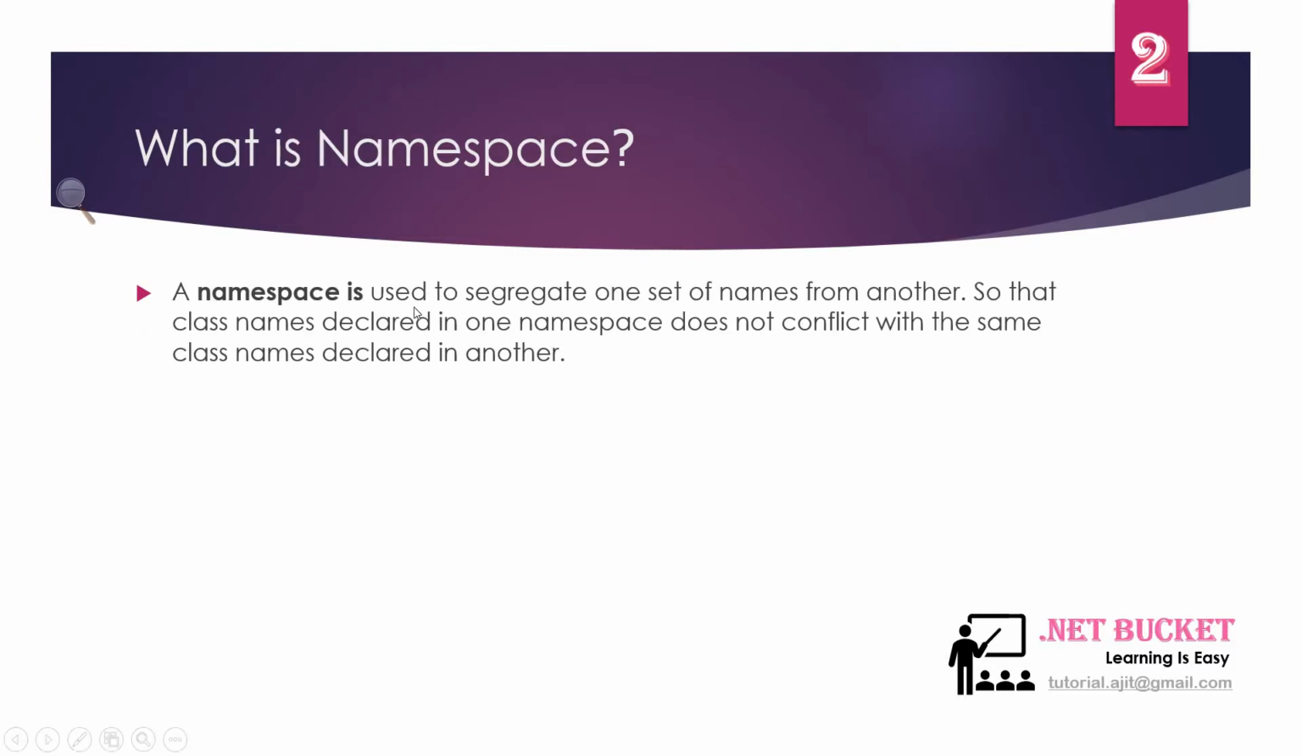A namespace is basically used to segregate one set of names from another, right? So that a class name declared in one namespace does not conflict with the same class name which is declared in another namespace. We'll see an example and then maybe we'll come back to this definition. It will be more clear with that. Okay. So with that, let's directly go to Visual Studio.